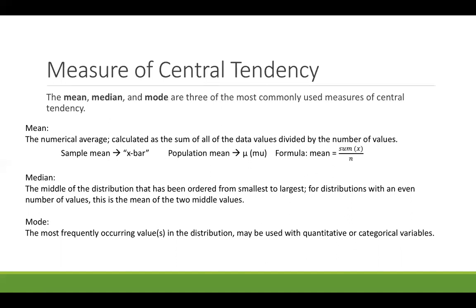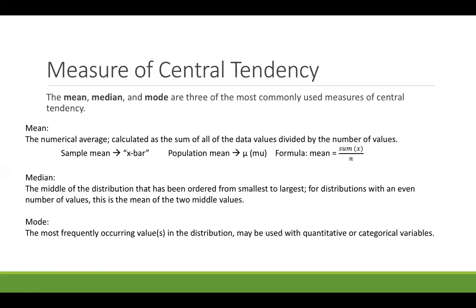Next is median. Median is the middle of the distribution. You can find the median by ordering the values from smallest to largest, and then finding the value in the middle of the distribution. For distributions with an even number of values, you take the mean of the two middle values. You would narrow it down from left to right to get the two middle values, and then you just take the average of those two: add them together and divide by 2.